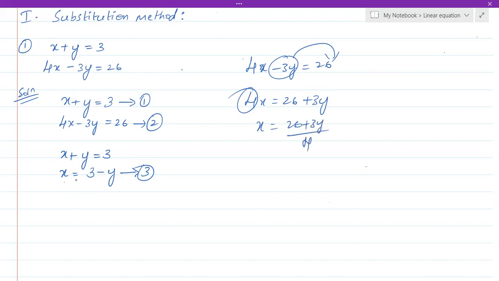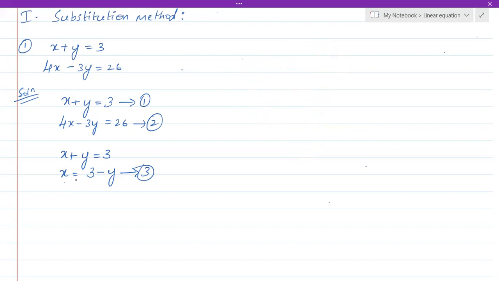As you can see here, only x is in the LHS and the rest of the things are in the RHS. So this is called solving for x. Similarly, you can solve for y also. If you have taken the second equation, this will be your equation 3. But usually I take the first equation.